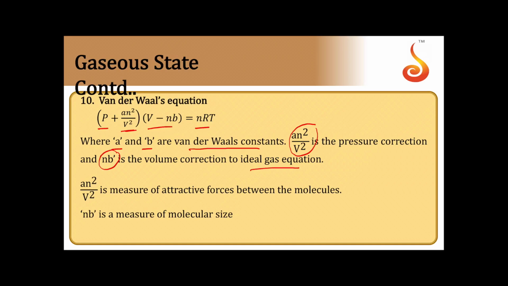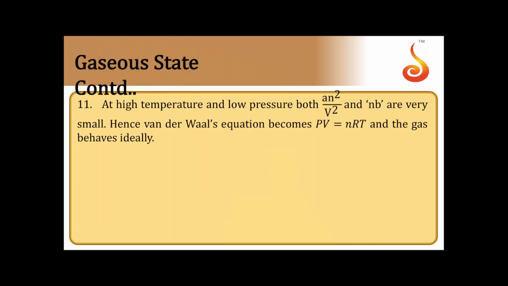So in the formula, an²/V² is said to be the pressure correction and nb is said to be the volume correction. And one more point: an²/V² is actually a measure of attractive forces present between the gas molecules, and nb is a measure of the molecular size. So the pressure correction is because of the attractive forces, and the volume correction is because of the molecular size of the molecules. This is regarding the van der Waals equation of state.